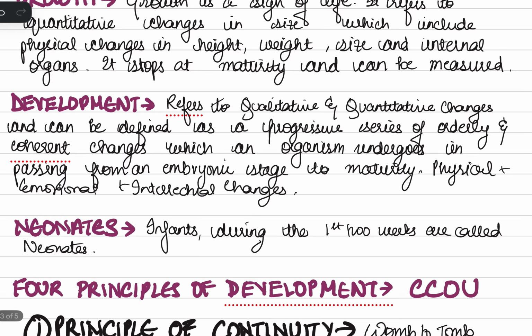Then we have development. It refers to the qualitative and quantitative changes and can be defined as a progressive series, that means it has to progress, of orderly and coherent changes which an organism undergoes in passing from an embryonic stage to maturity. It's physical, emotional, and intellectual. So development is a broader concept. Growth is just increase in size, but development is growth plus not just physical but the emotional, intellectual, mental, psychological level also. So let's just say growth is about size, our height, our weight, whereas development is our values, our morals, our personality, our character. That is development.